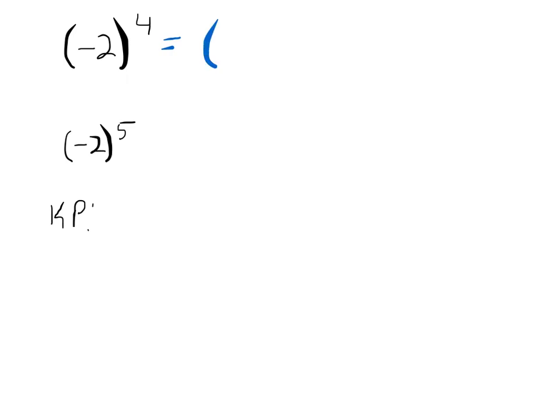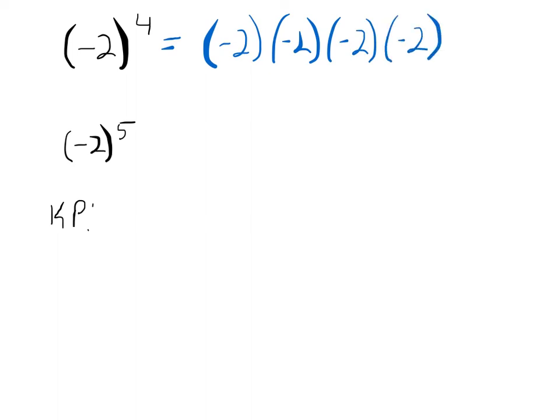If we do this one, it would be negative 2 times negative 2 times negative 2 times negative 2. If you just do this on your calculator, you're going to end up with a positive 16. The reason why is negative 2 times negative 2 is a positive 4, and negative 2 times negative 2 is a positive 4, and we're still multiplying in between. So what is a positive times a positive? It is a positive.